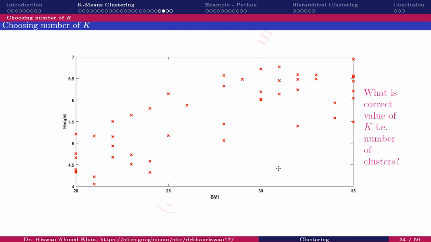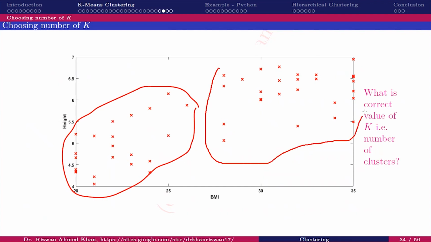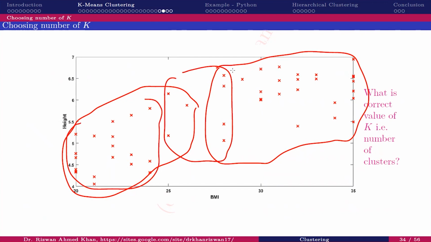So let's say we are given this kind of a data set, right? And we want to run the K-means clustering algorithm, but we don't know what is the value of K. If I ask you, how many clusters do you see in the data set? Maybe some of you would say that there are two clusters, which seems okay to me as well, that probably there are two distinct clusters. But if you analyze this data critically, you'll find that this is one of the clusters, and this is the second cluster, and then this is the third cluster, right?